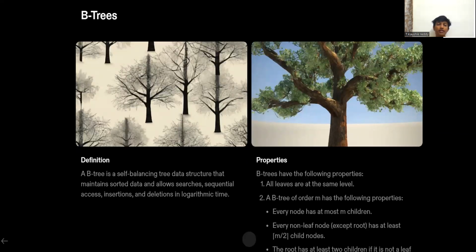Next, what are B trees? What exactly does B tree mean? The definition is that a B tree is a self-balancing tree data structure that maintains sorted data and allows operations such as sequential access, insertion, and deletion in logarithmic time.